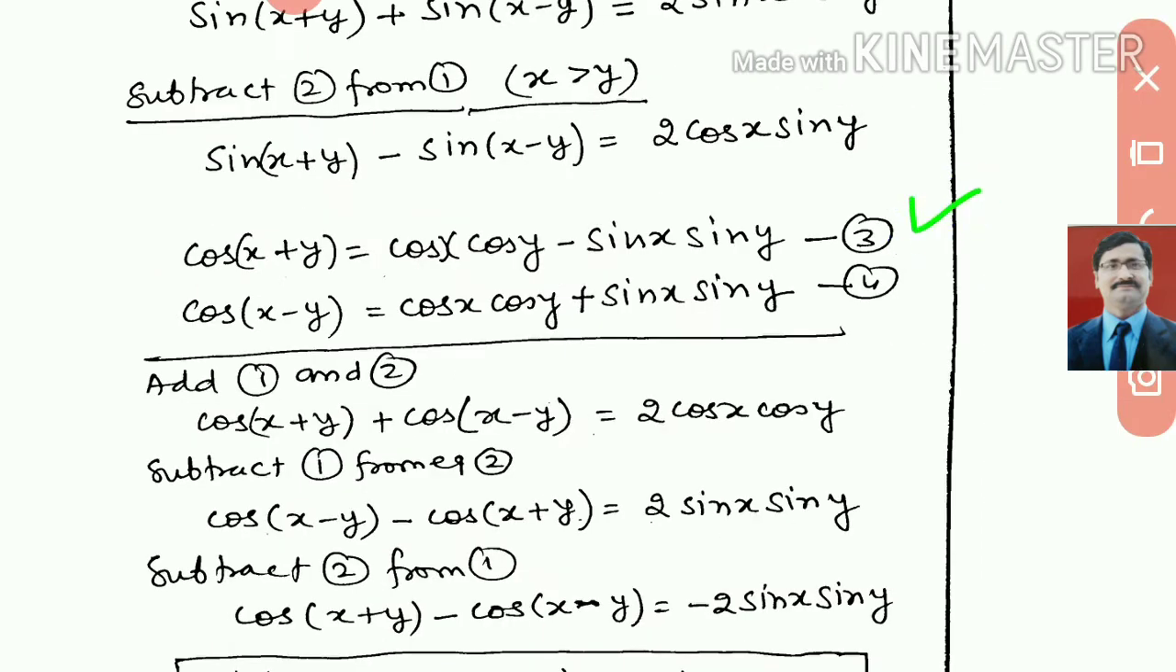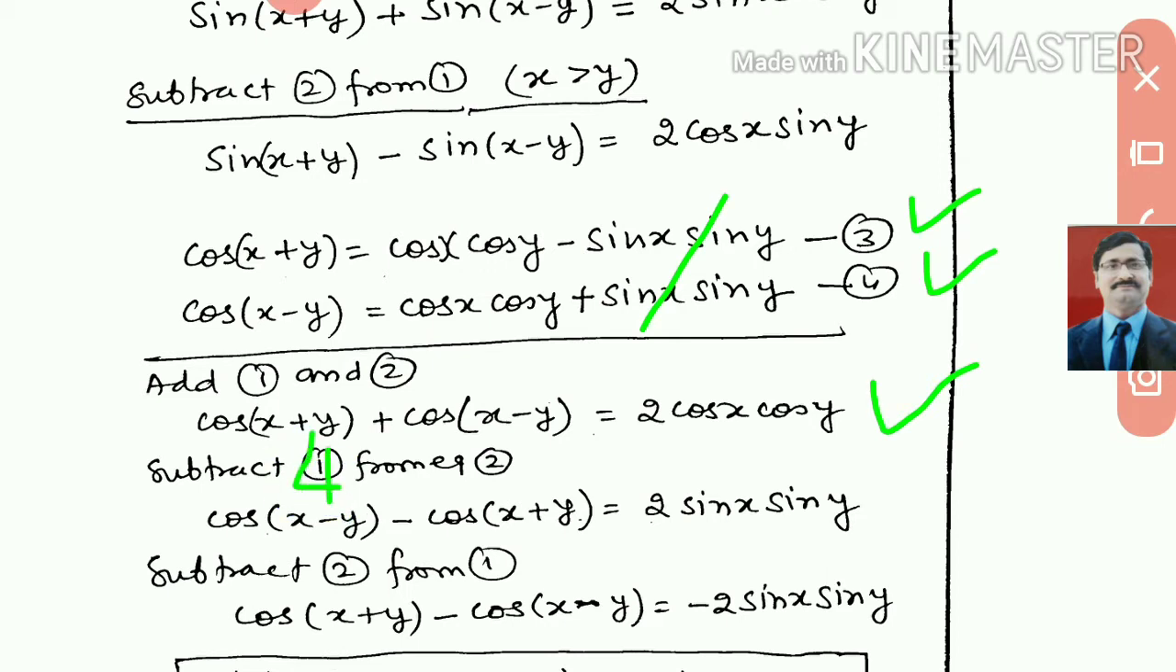Equation number 3 and 4. Equation 3 is cos(x+y) = cos x cos y − sin x sin y, and equation 4 is cos(x−y) = cos x cos y + sin x sin y. Look here, we will add 3 and 4. Then the second part will cancel, and we get cos(x+y) + cos(x−y) equal to 2 cos x cos y.